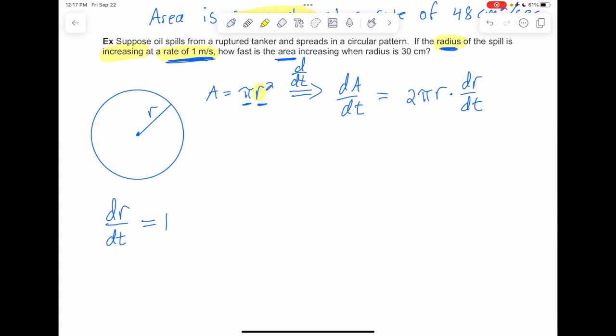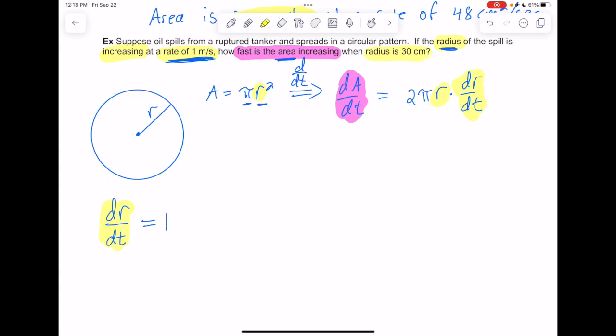Let's go ahead and mark that one with the pink. So how fast is the area increasing? That's what they want us to figure out. The area is changing, so that would be dA/dt. That's what we want to try and find. So in order to find that successfully, we need all the other pieces. So we need to know r, and we need to know dr/dt, and we do know dr/dt. So the piece we still need is r, and that's given to us right here.